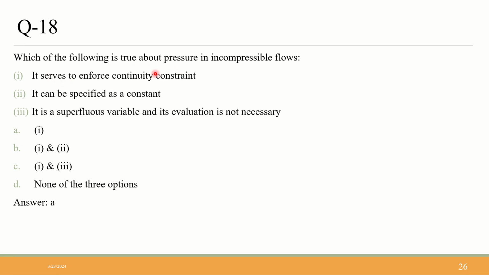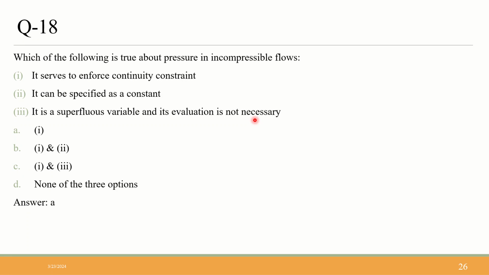It serves to enforce the continuity constraint, so that is true. Second one, it can be specified as a constant. Pressure cannot be specified as a constant because pressure is varying. How can we give that as a constant? So the second one is false. Third one, it is a superfluous variable and its evaluation is not necessary. Again, it is false because pressure evaluation is very much needed. Because if not, why do we need to go for that?